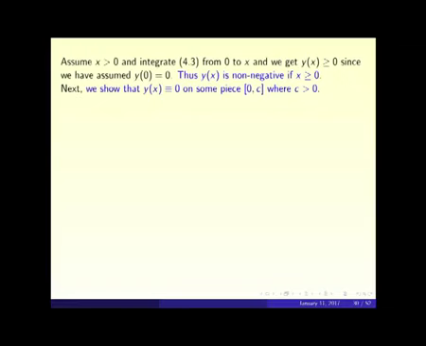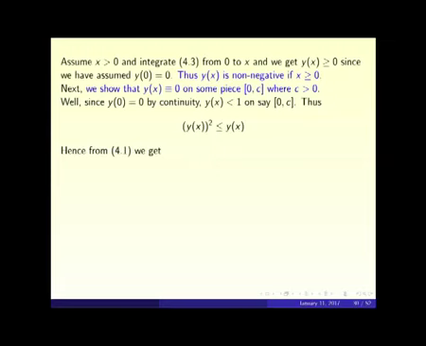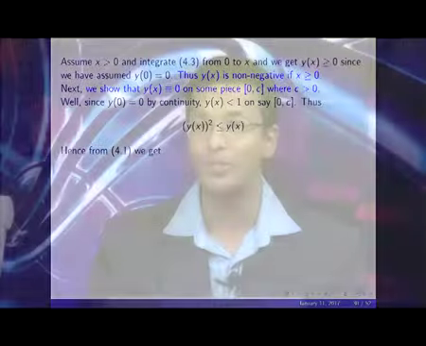Let's proceed. Now we know that y(0) is 0 and y is continuous, and therefore if the value of the function at the origin is 0, then the value of the function must be less than 1 in a certain piece around 0, namely 0 to c. So on the interval 0 to c, we know that y(x) must be less than 1. If y(x) is less than 1 and y(x) is already non-negative, y(x) squared must be less than or equal to y(x).